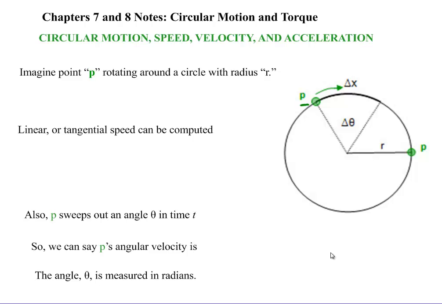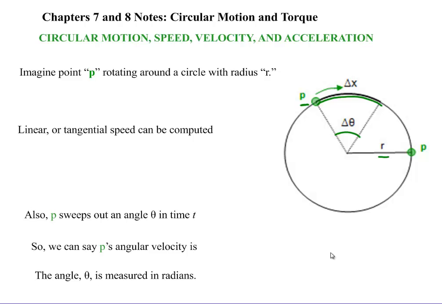It travels a distance around the circle, and we're going to call that distance along the circumference delta x. During the time it travels that distance x, it inscribes an angle theta. We have the radius r of our circle, and we're going to use those pieces of information.